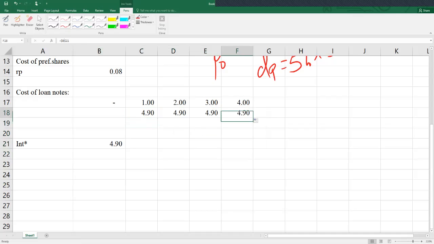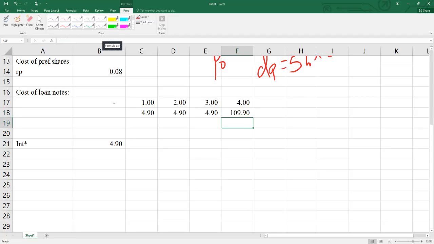Now, in the final year, which is year 4, don't forget this is the final year. Therefore, you'll be getting the redemption value back. Over and above the interest, you'll be getting something else, plus the redemption value, which is a 5% premium to the par. Therefore, the redemption is at 105, 5% more. Therefore, the final year cash flow is 109.9.